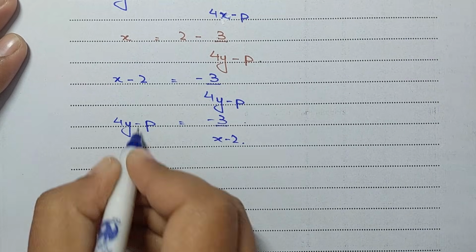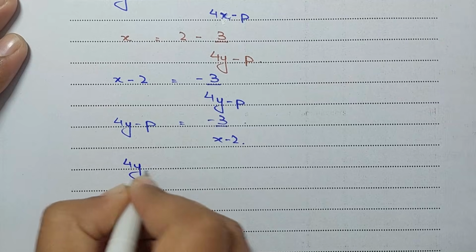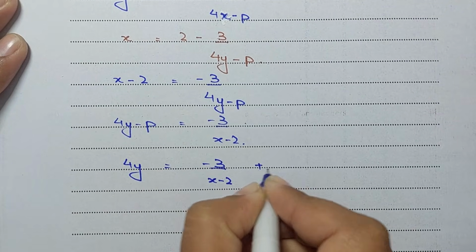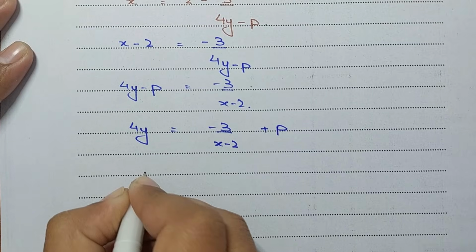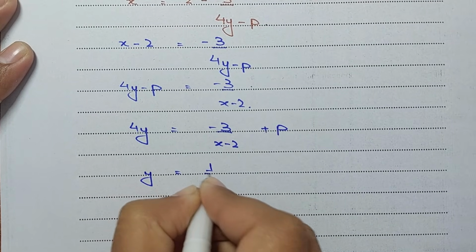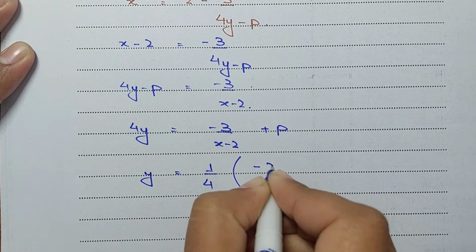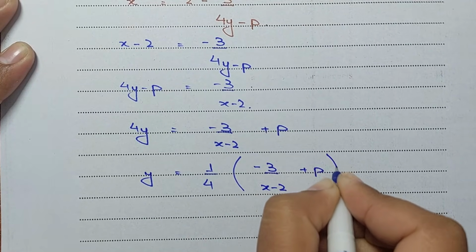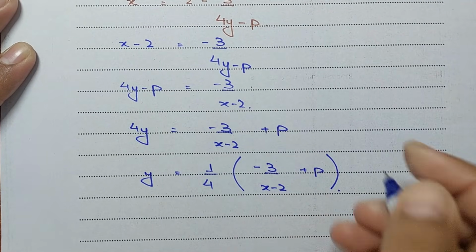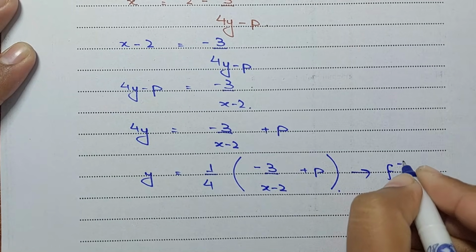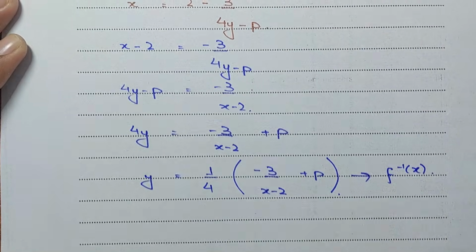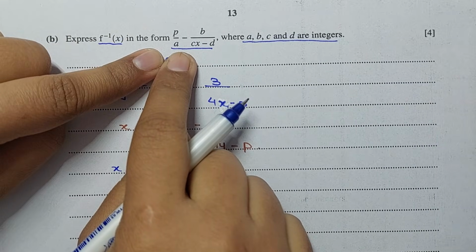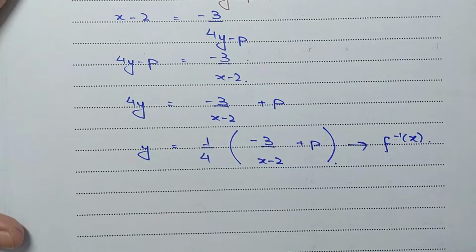Right, now solve for y, shift the p. 4y would be equal to minus 3 over (x minus 2) plus p, and y would be equal to 1 over 4 times (minus 3 over (x minus 2) plus p). Right, now this y is your f inverse of x, it is okay. But in the question we are asked to figure it out in this form, like p over some integer.